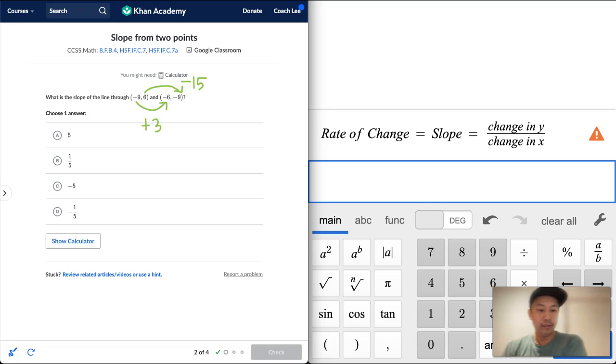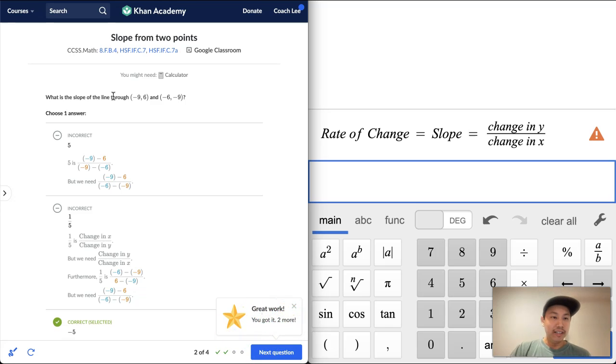Add 3 there. Okay, so this one I will write all together, right? Change in y is a negative 15, and then we get a change in x of a positive 3. So simplify it, right? Negative divided by positive is a negative, and then a 15 divided by 3 is a 5. So we do need to simplify on this one. We should get a negative 5, which is option C. Okay, so we'll go ahead and click option C, and we're good.